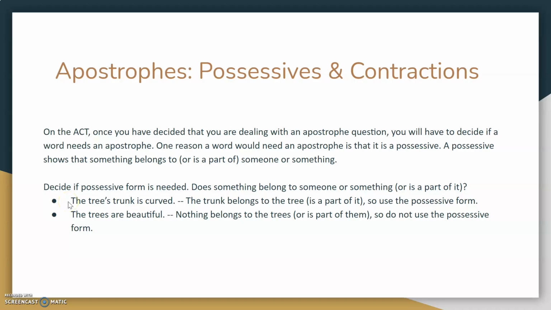The tree's trunk is curved. Ask yourself, does something belong to the tree? Yes, it's the trunk. The trunk belongs to the tree. So that makes tree's possessive, which means we need the apostrophe in it. If we look at the second sentence here, the trees are beautiful, and ask ourselves, does something belong to the trees? The answer is no. In this sentence, there's nothing that belongs to the trees, so we do not need the apostrophe.